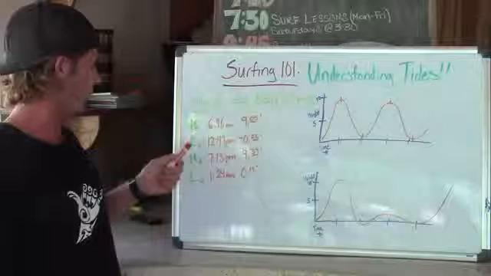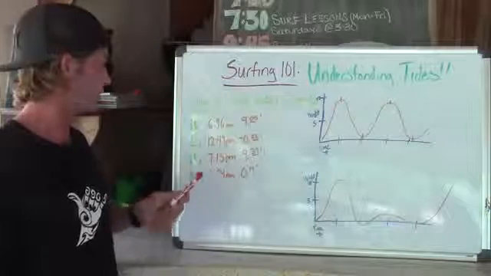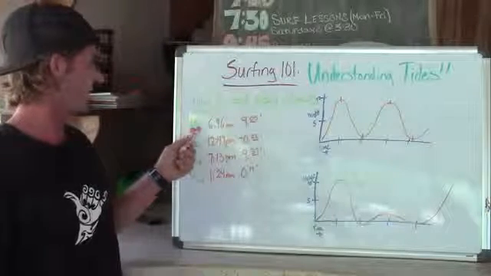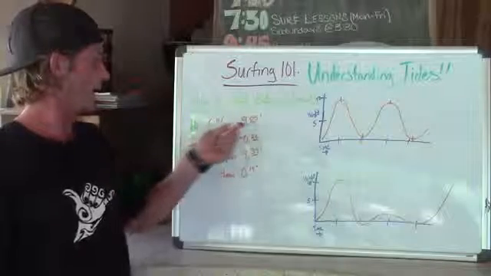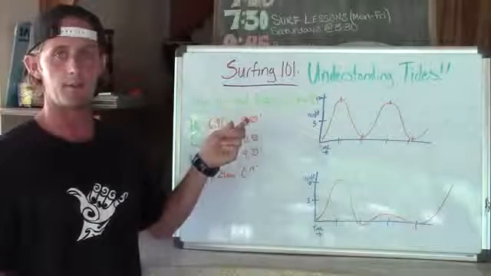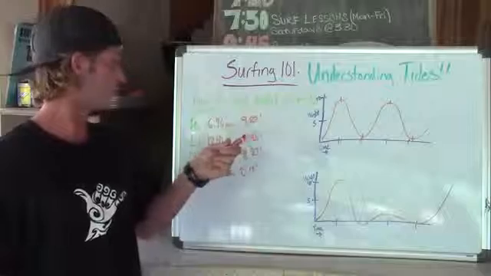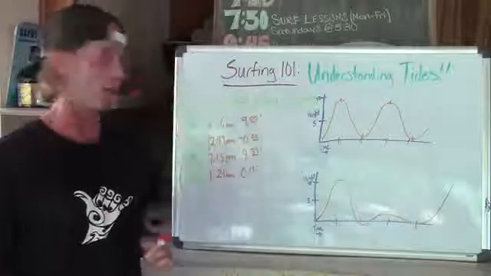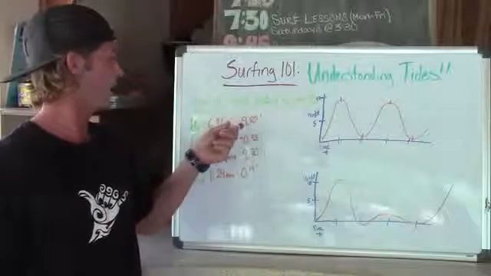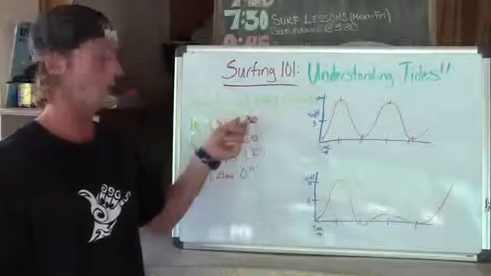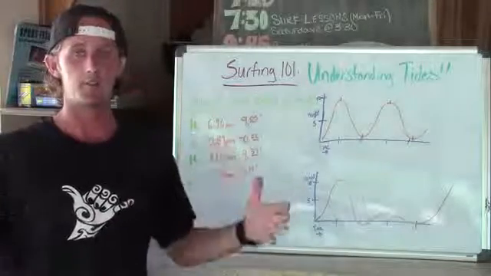So here we have high 1, low 1, high 2, low 2. So this shows you the first high of the day is at 6:46 a.m. And the next number is going to be the difference in feet from sea level. In Costa Rica, we have large tidal swings. The first high tide on this day was a 9.05 foot high tide. That's a very large tidal swing.